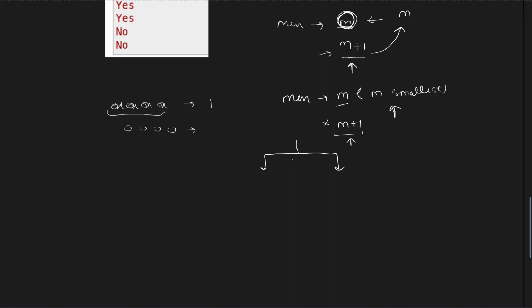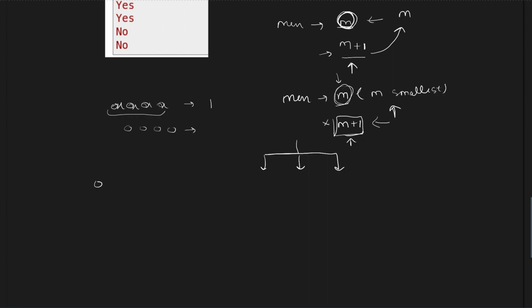So there will be three types of cases. One is that m plus 1 is not at all present in my array. If m plus 1 is not present in my array, then I'll have to look for some value so that I can replace it with m. How do I know whether some value is present that I can replace with m?